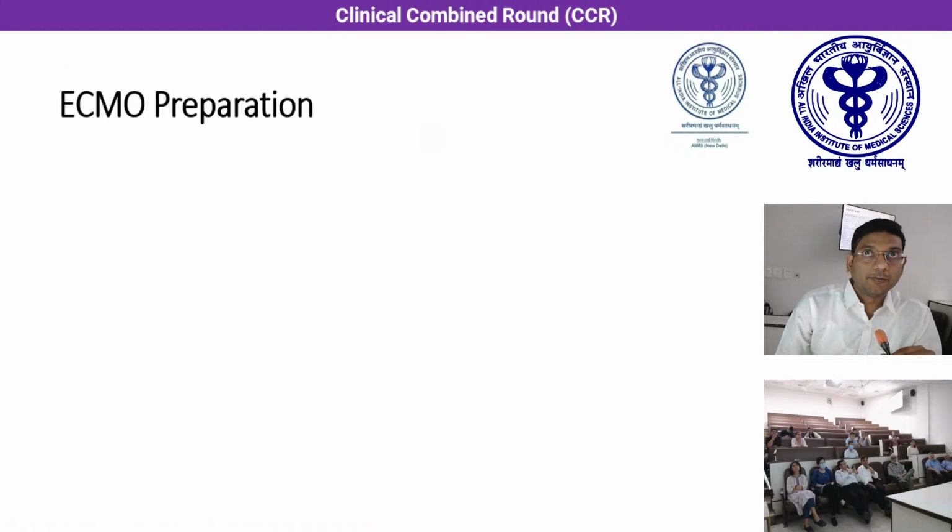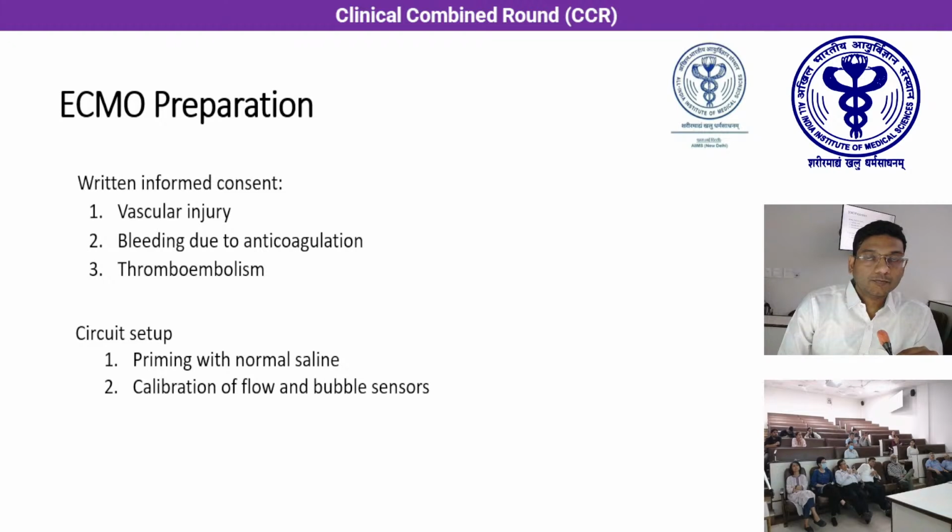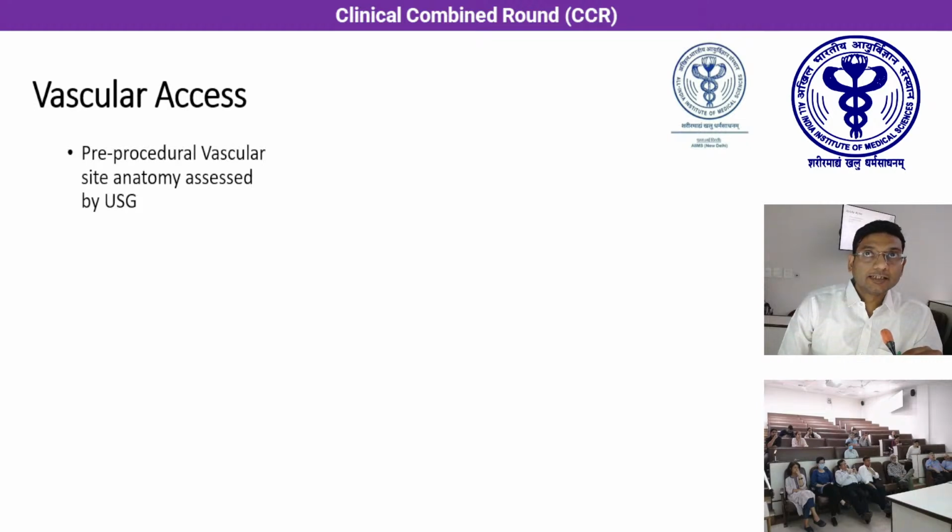For the ECMO preparation, first we take a written informed consent after explaining everything about vascular injury, complications due to anticoagulation, and the risk of thromboembolism. Then we prepare the circuit, and priming of the circuit is done with normal saline, and calibration of the flow and bubble sensors on the ECMO machine is done. For the vascular access, we did a USG, and we checked the vascular anatomy.